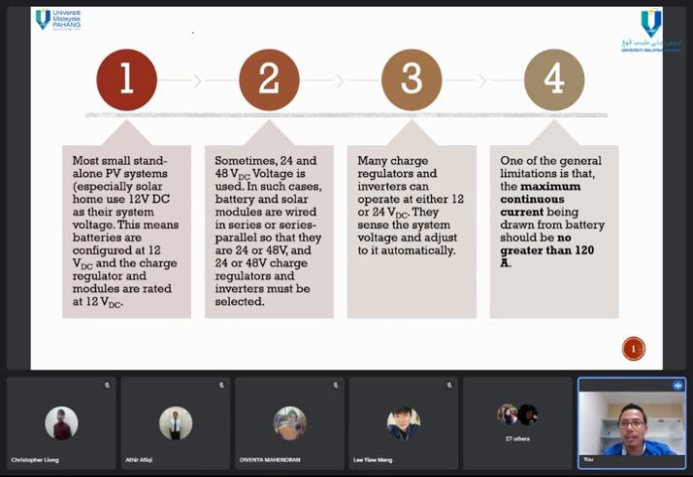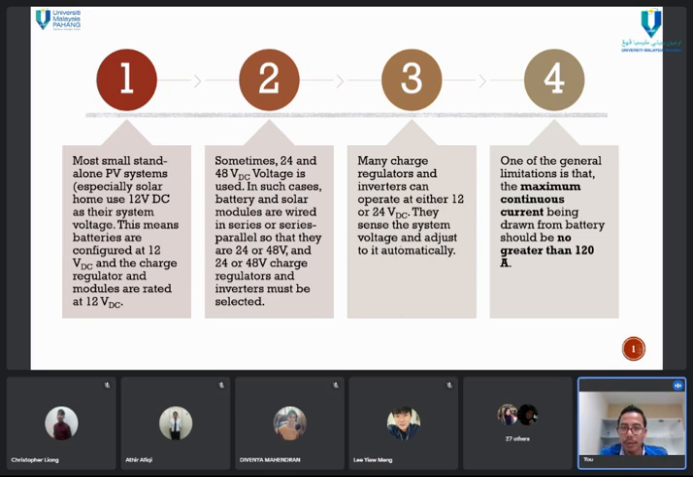Okay. Chronologically from the batteries, 12 volt batteries. Most small standalone PV systems, especially solar home systems, use 12 volt DC as their system voltage. This means batteries are configured at 12 volt DC, and the charge regulator and modules are rated at 12 volt DC. This is for very small use, less than 1 kilowatt hour only lah. That's why we use 12 volt. Sometimes 24 and 48 volt DC is used.